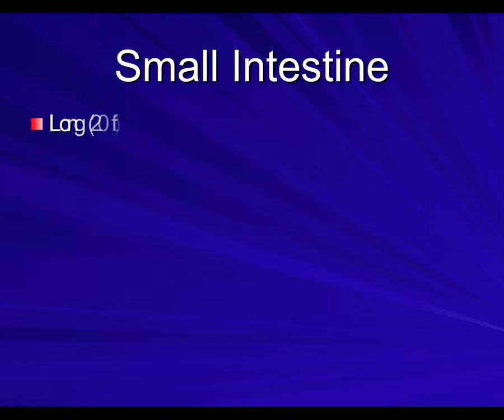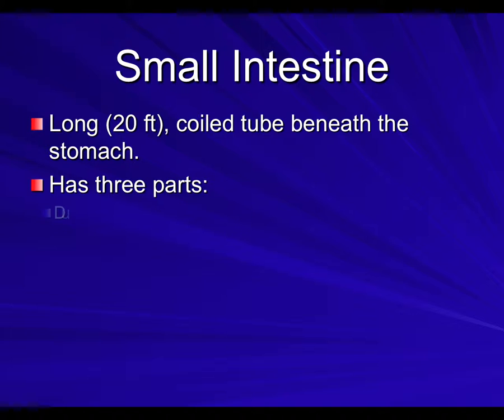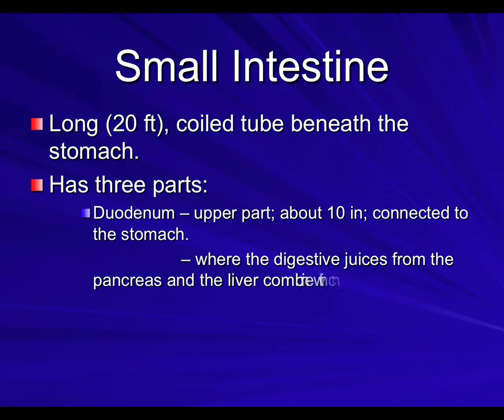Your small intestine, even though it's called the small intestine, is actually the longest part of the intestine in your digestive system. It's about 20 feet long, coiled up beneath the stomach, and it has three parts. You have the duodenum, the upper part, about 10 inches, connected to the stomach. This is where the digestive juices from the pancreas and the liver combine with the chyme, making it thin and watery.